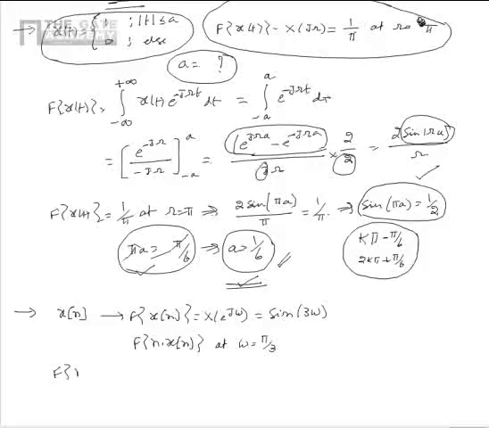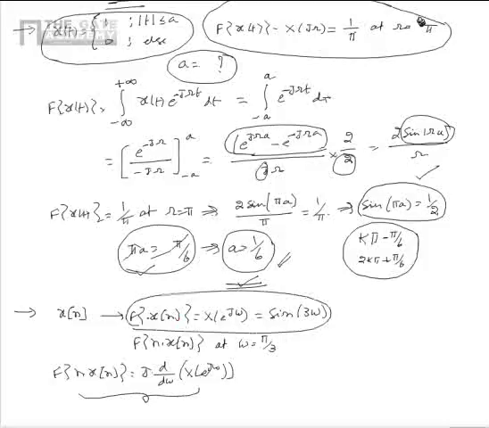We know that the Fourier transform of n times x of n is equal to j times d by d omega of x of e power j omega. This is a relation, or a property, that we know. But it is given that the Fourier transform of x of n, that is x of e power j omega, is equal to sine of 3 omega.